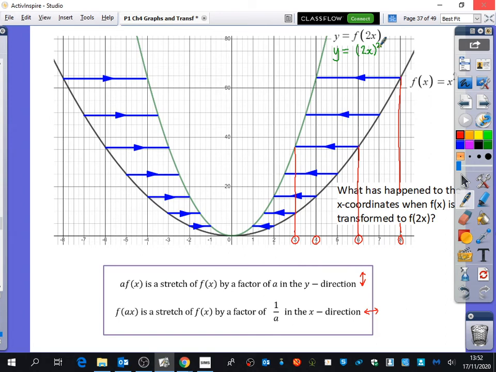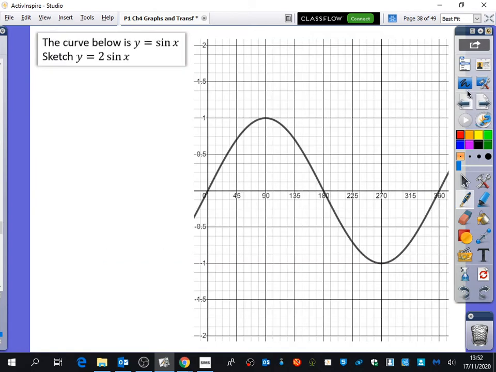So we're going to try and apply this to some examples now that we've got stretches as well as translations. So I have a curve here, and the curve below is y equals sine x. We're going to do loads more on these graphs when we get to them later on in pure maths in year 1. And we're going to sketch y equals 2 sine of x. So what I'm going to do is I'm going to say let y equal f of x, and we want to sketch 2 sine x. So 2 sine x is equal to what?